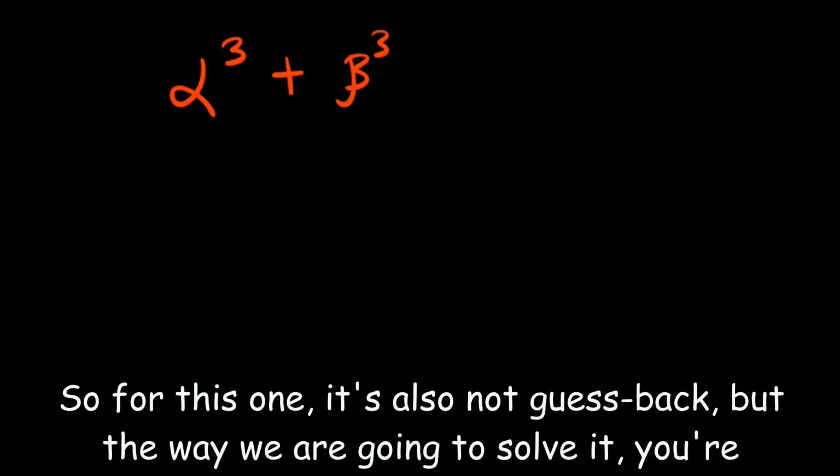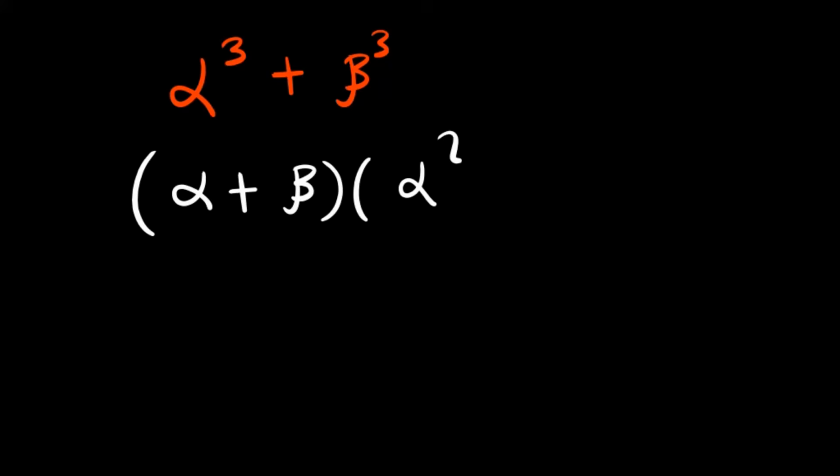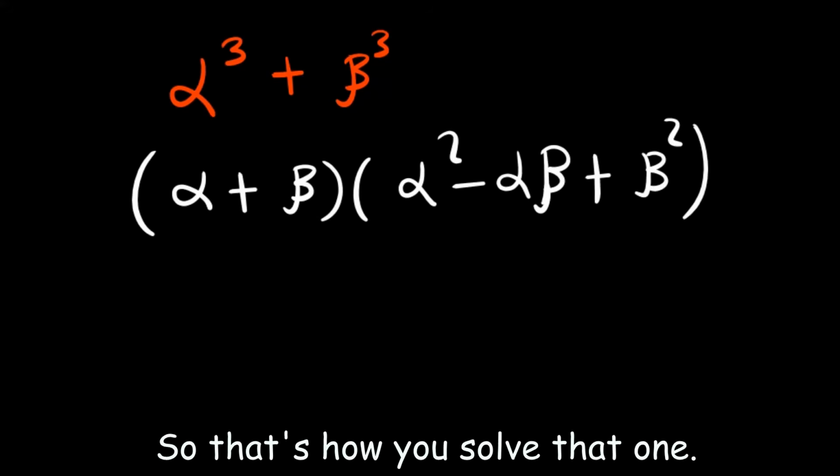Then another combination, what if now you have your alpha and the beta cubed, let's say it's alpha cubed plus, let's say, beta cubed. So for this one, it's also not guesswork, but the way you're going to solve it, you're going to have alpha plus beta multiplying by alpha squared minus alpha beta plus beta squared. So that's how you solve that one.